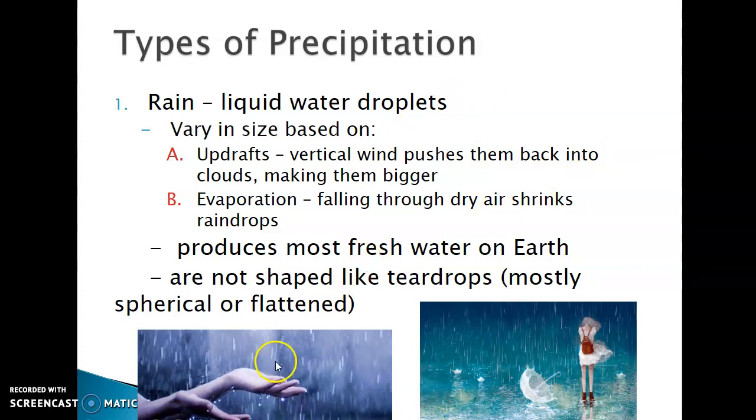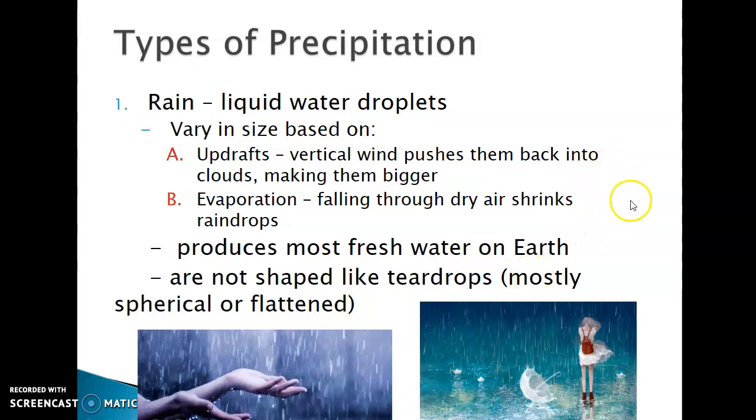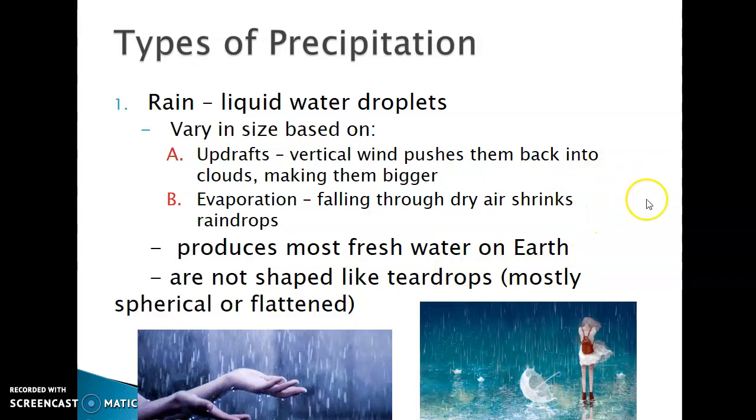Raindrops are not actually shaped like tears. They kind of look like that in our photos, like down here, but that's just because of a little bit of drag. They blur a little bit because of their motion. They're actually mostly spheres, or sometimes shaped like umbrellas because of the upward flow of air holding them up a little bit.